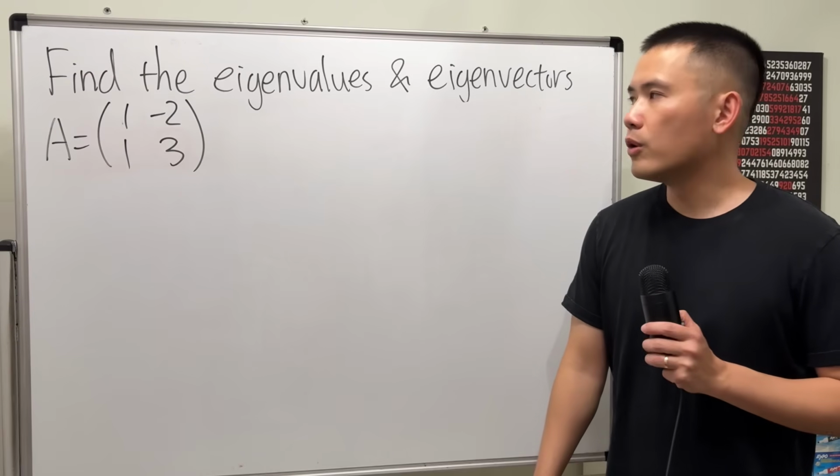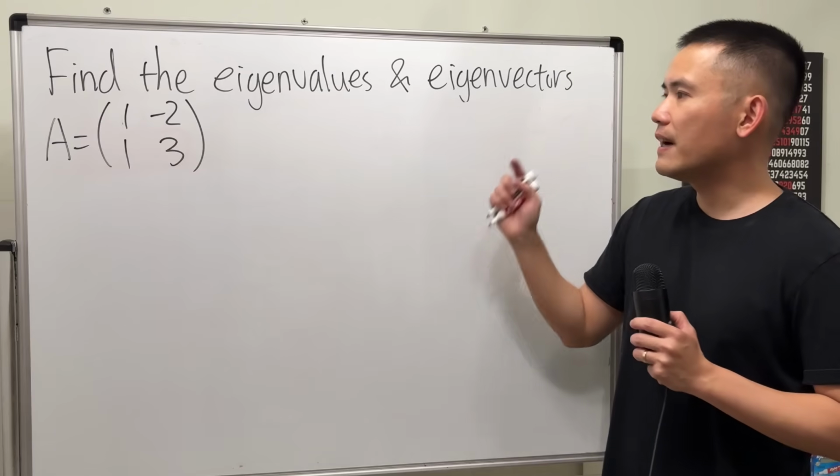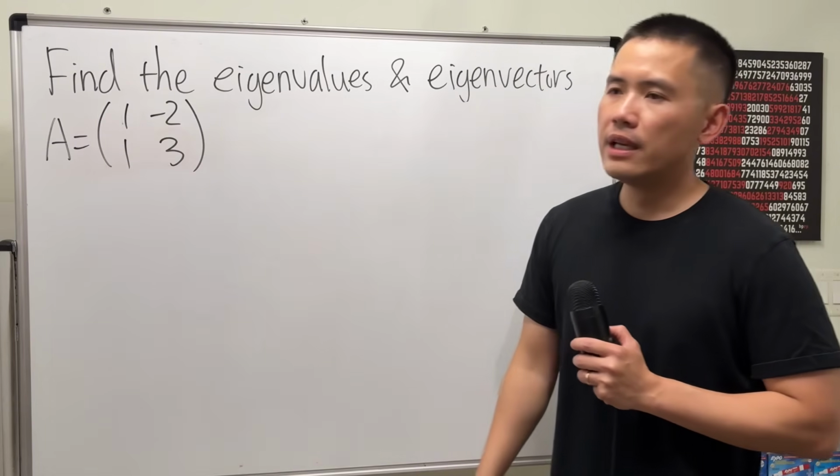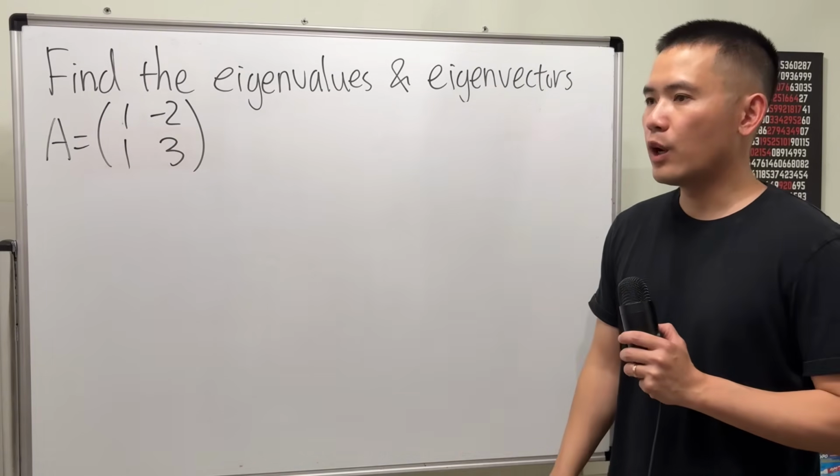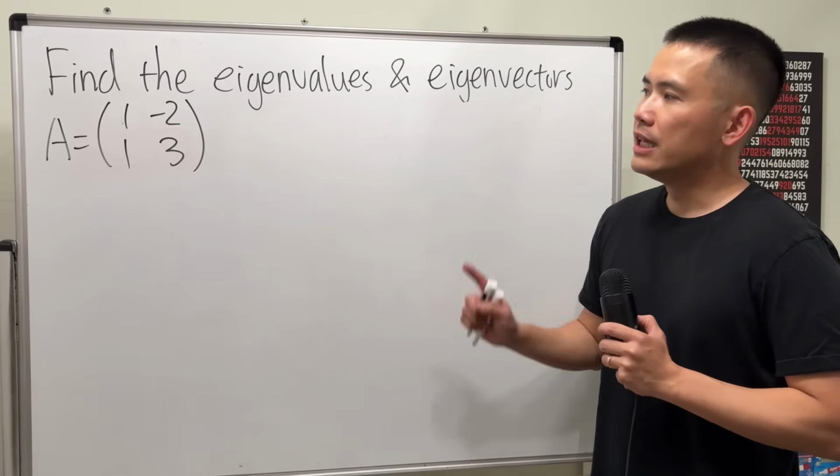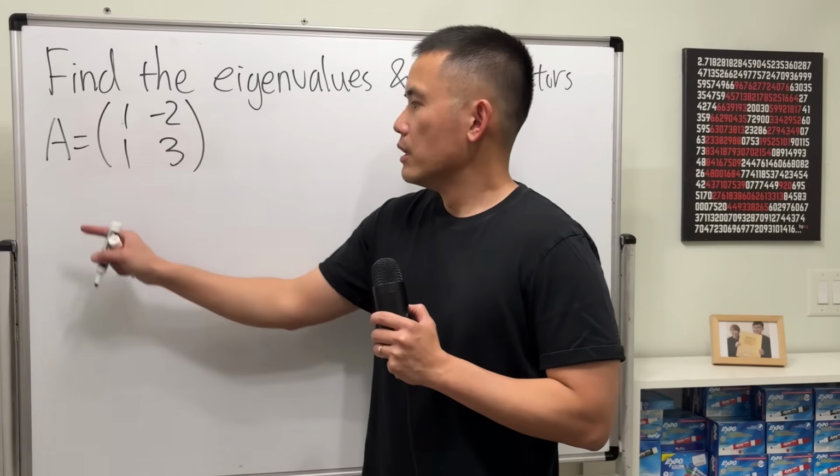Let's do another example, finding the eigenvalues and the eigenvectors of a 2x2 matrix. And let me just tell you, this time we'll end up with complex eigenvalues. So check this out. Here we go.